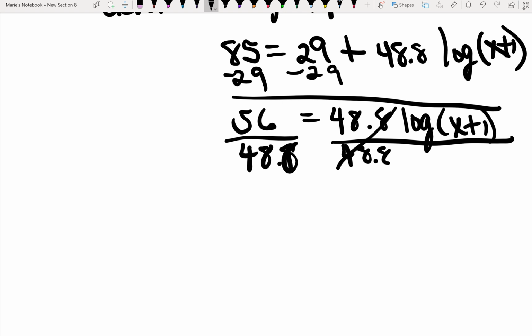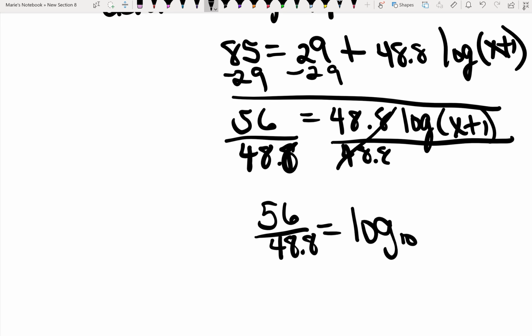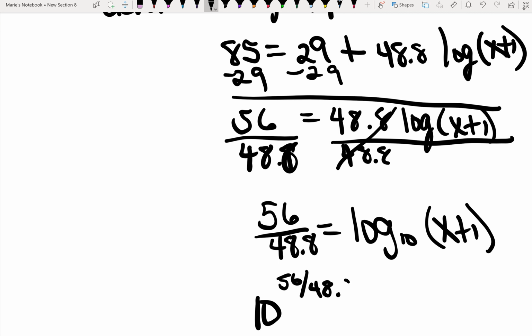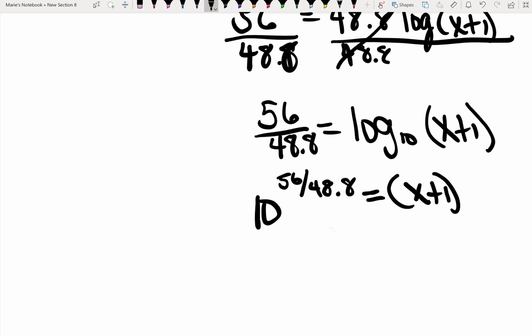So this is going to become 56 over 48.8 is equal to log, and this time we're going to remember that's a base 10, x plus 1, right? And so if you remember the backward C, this becomes 10 raised to the fraction 56 over 48.8 is going to be equal to x plus 1. So that it's just reverse, left to right, right to left, right?